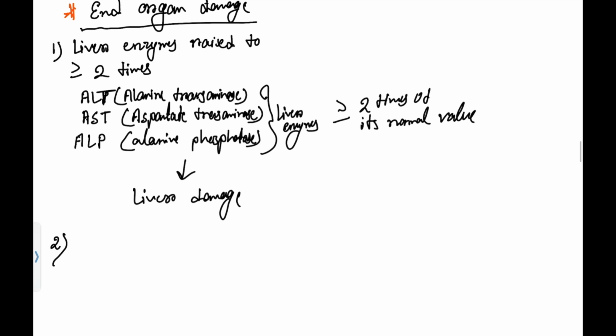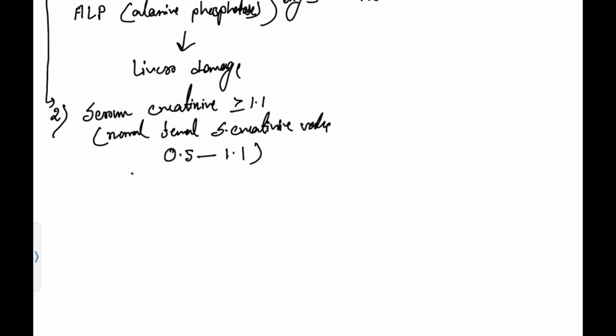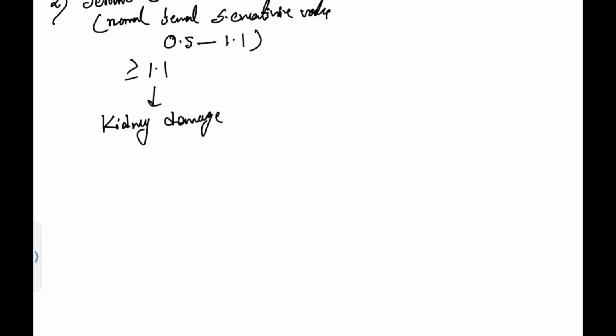Now the second feature is, first end organ damage is liver enzyme increase. This is the sign. Okay, the second one is serum creatinine more than or equal to 1.1. What does that mean? In a normal female, serum creatinine value will be 0.5 to 1.1. Okay, if it is raised to more than or equal to 1.1, that indicates kidney damage. So this is also another threatening sign of end organ damage.